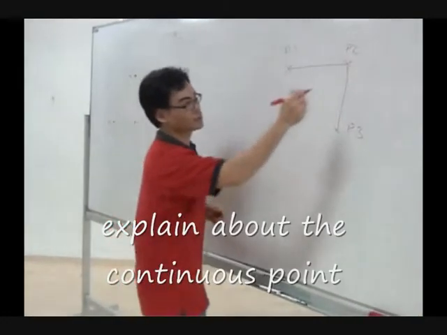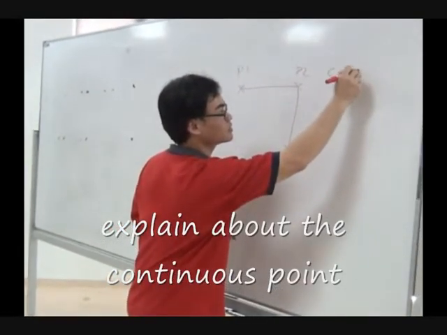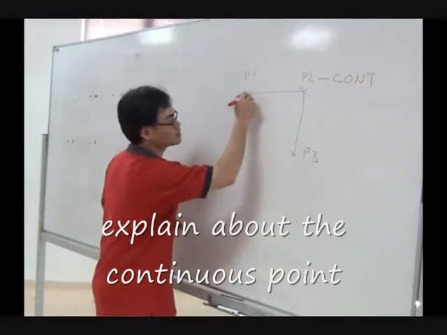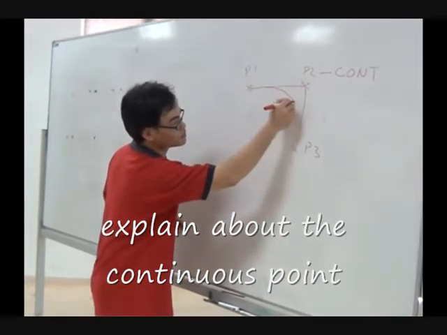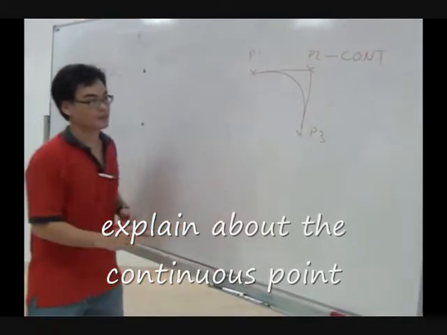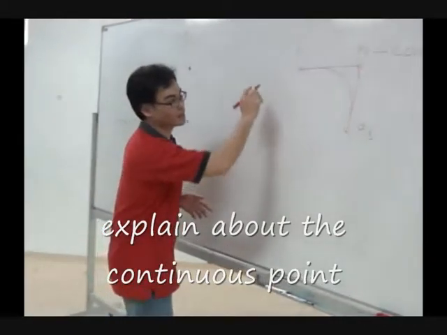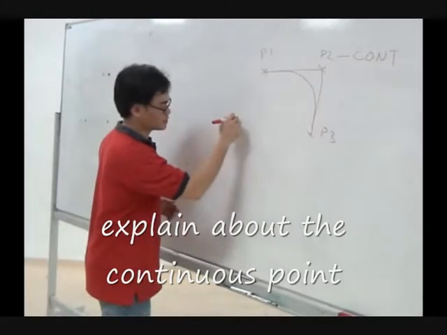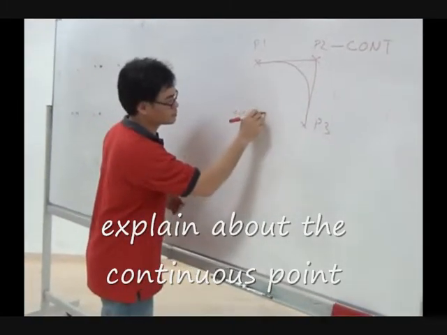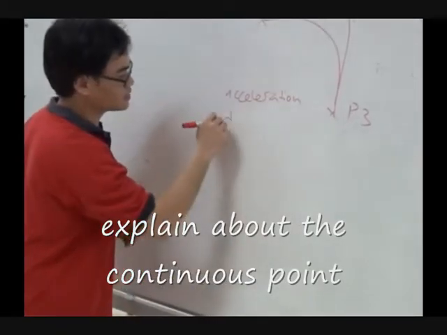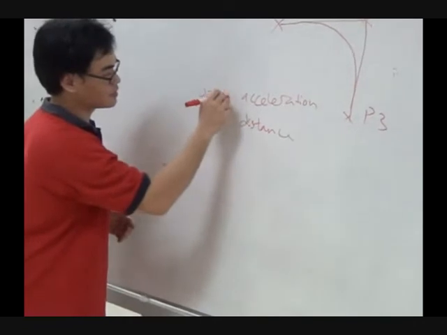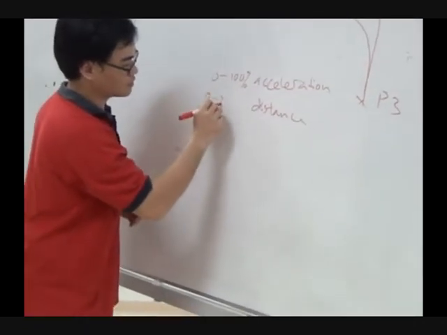If, let's say, we put a continuous motion here, CONT at point 2, then when it moves, it will go this way. And how do we define the curvature? We have 2 parameters, acceleration and distance. 0 to 100%, and this is 0 to 300.